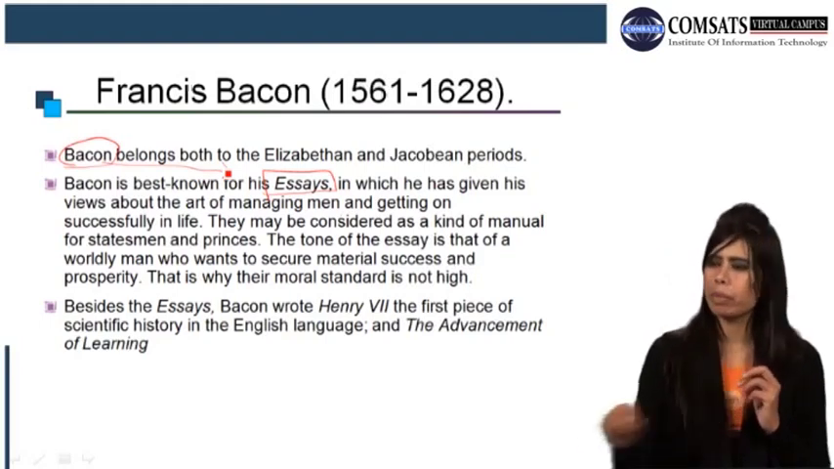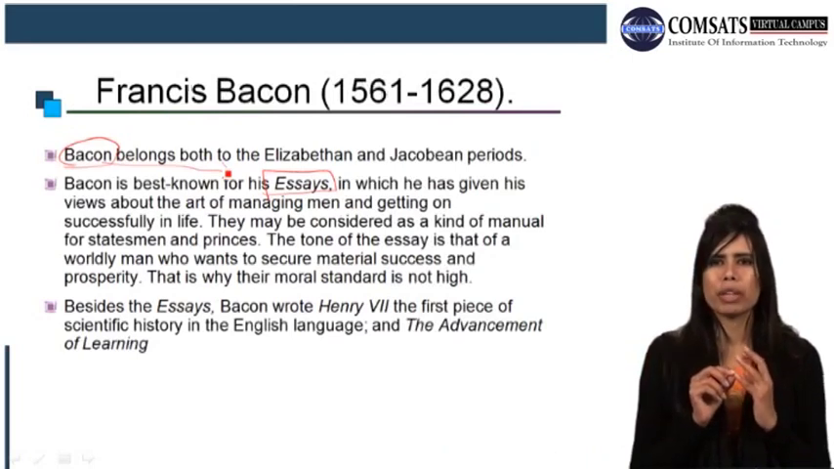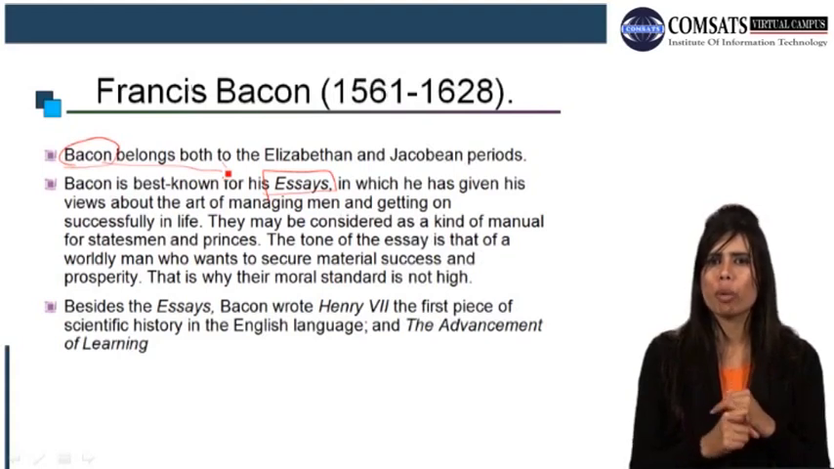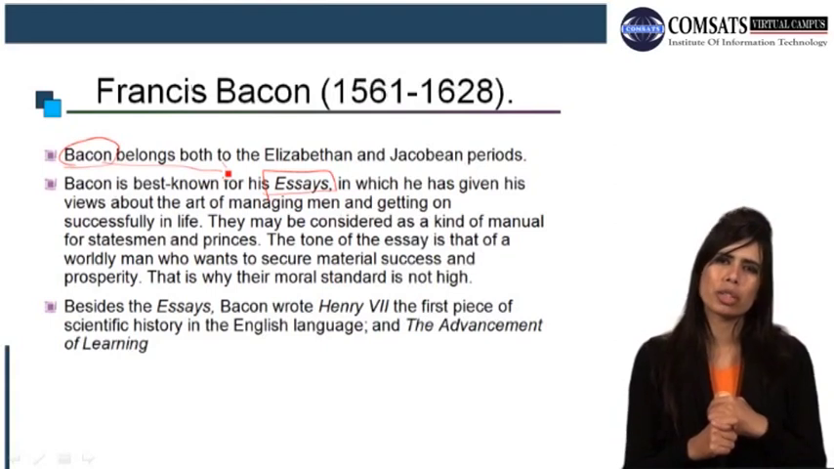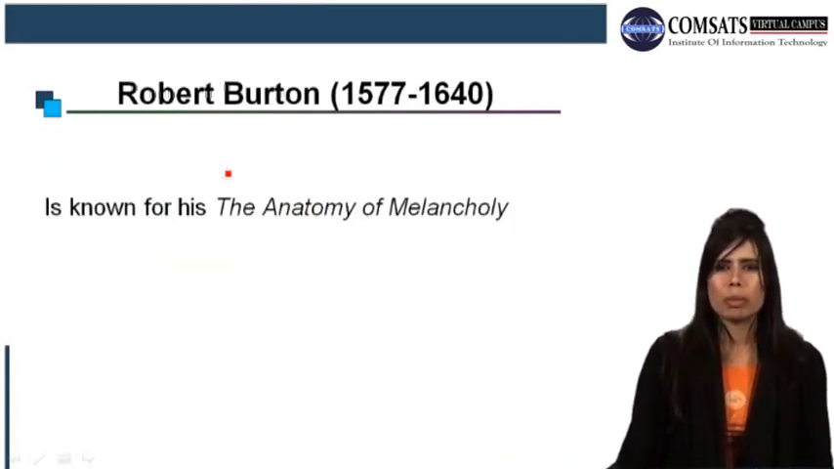Then we moved towards the drama. And who is the prominent figure there? Ben Jonson. Then we came to discuss the prose writings, and Francis Bacon is the most prominent literary figure as far as the prose writings of 17th century literature are concerned. Another one is Robert Burton, and he is known for his Anatomy of Melancholy.